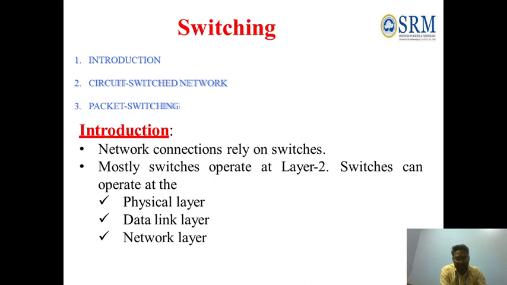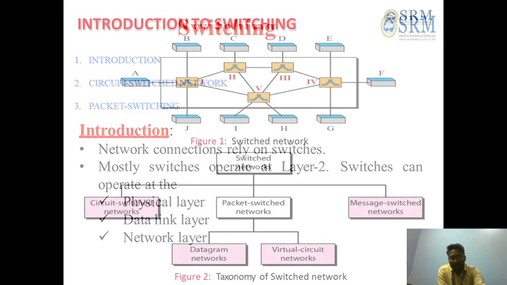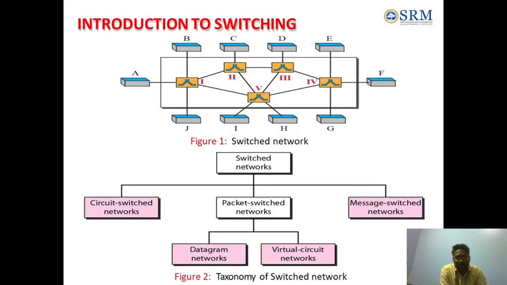In the switching part, generally the network connections depend upon the switches. Mostly the switches operate at layer 2, and we can operate the switches in the below mentioned layers, like the physical layer, data link layer, and then the network layer. And this is a diagram which shows how the switching happens in the network.